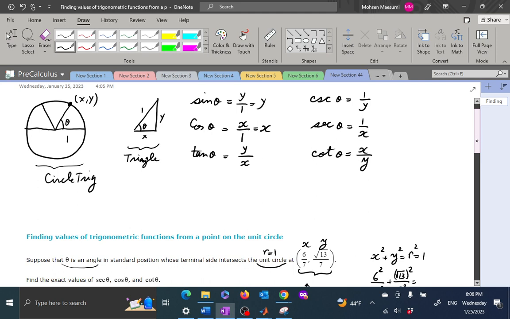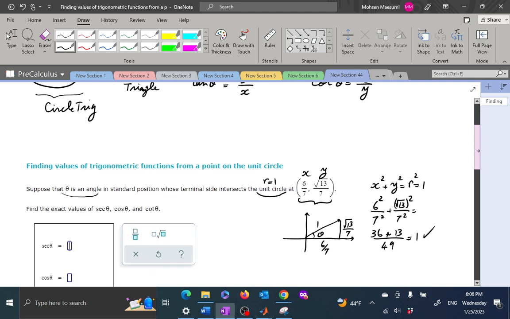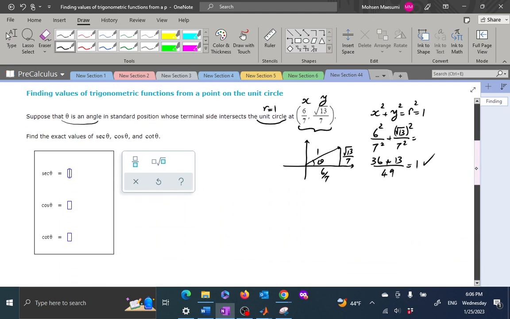To succeed in calculus 1 and 2 and 3 and future classes, you have to become very comfortable with these functions. Okay, so that was my sermon for these things.